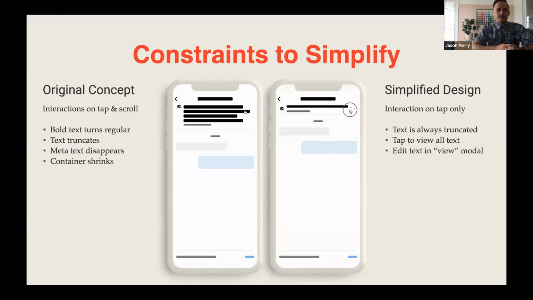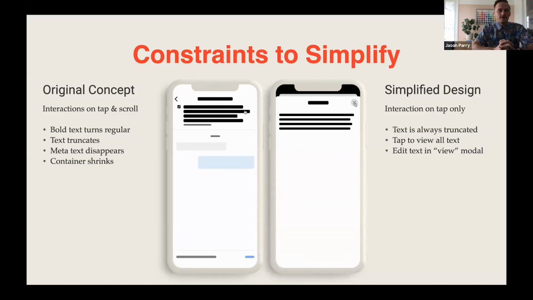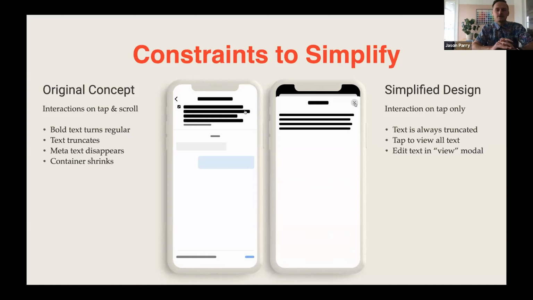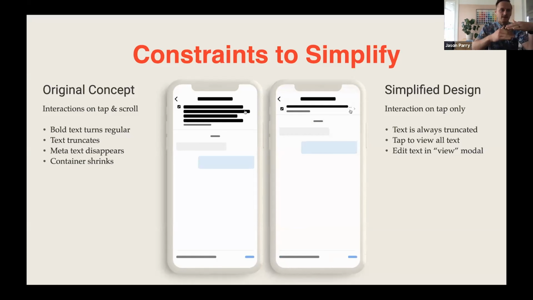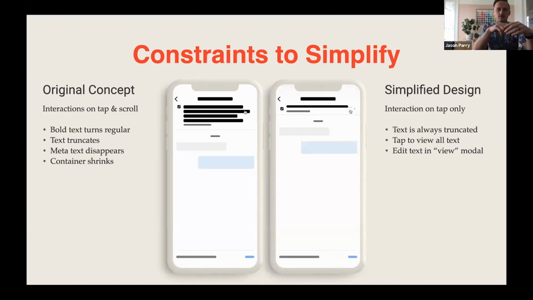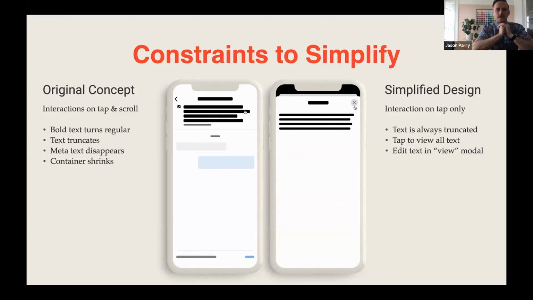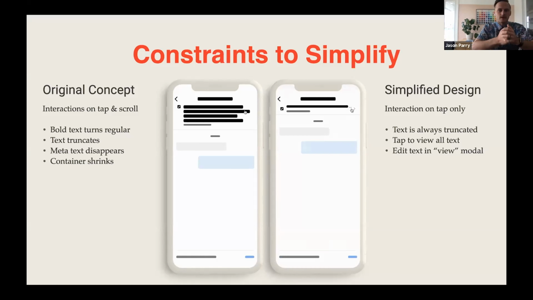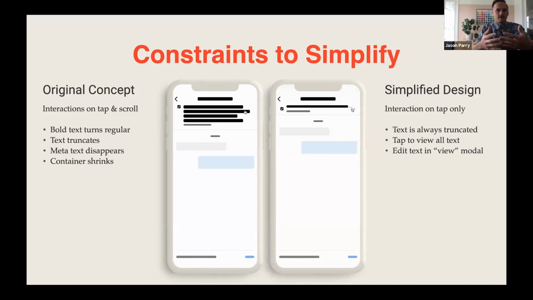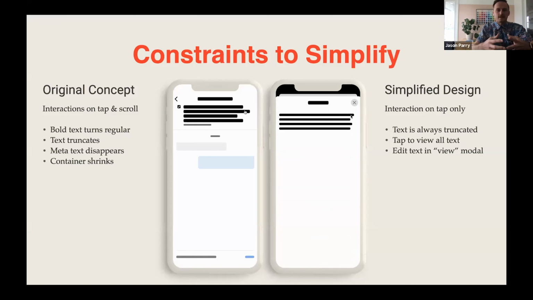As we reassessed the priorities on this page, we said the user likely does not need to read several paragraphs of this text every time they come on this page. If we just give them one or two lines truncated, that'll be enough to give them the context that they need. And then if they tap on it, it opens up a modal, and that's how they can view the whole text and edit it.